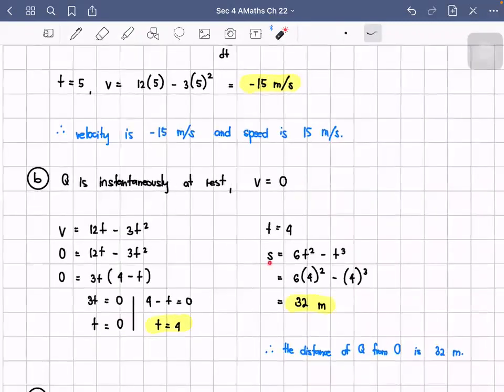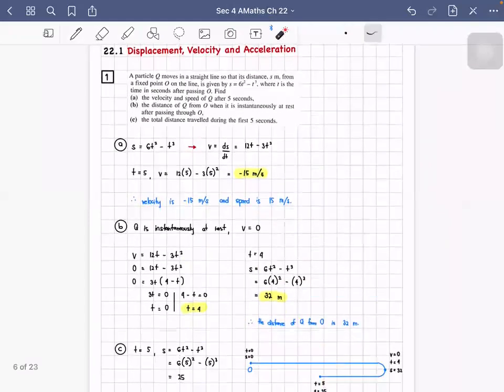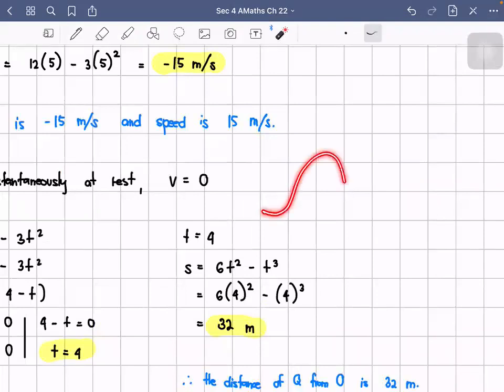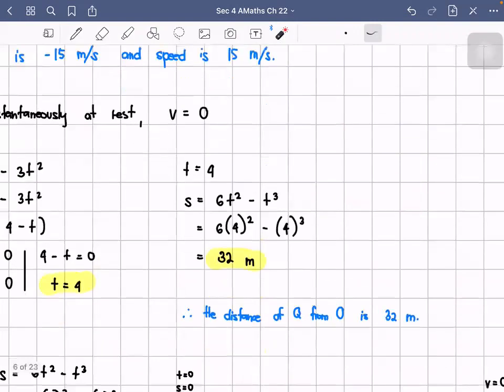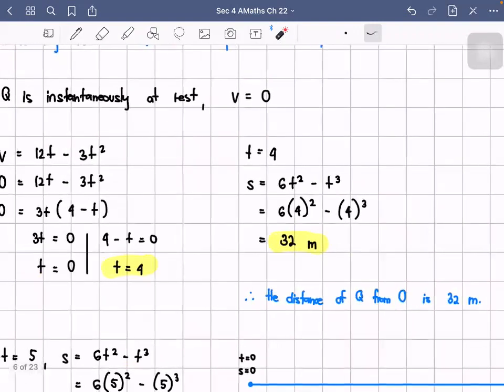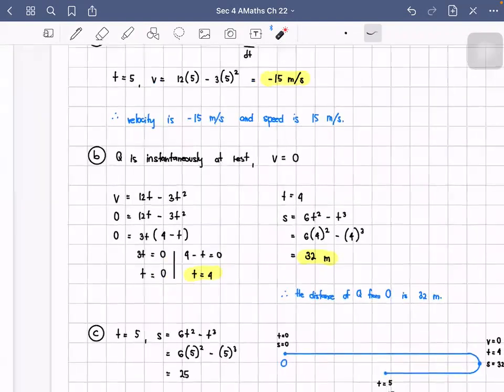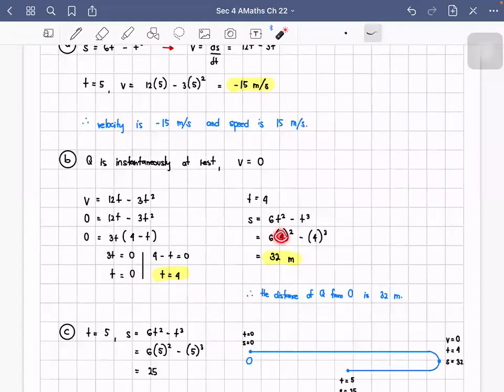Now s is equal to 6t squared minus t cubed. You might be wondering, this is displacement, is it also a distance? Because it's a straight line, right? You remember the road question a while ago? The road is also straight, just like the distance, so they're equal. So basically you just plug in 4 and you'll get 32 meters for your distance. The distance of Q from the origin is 32 meters. So that's it.